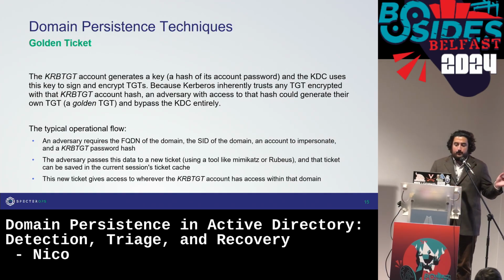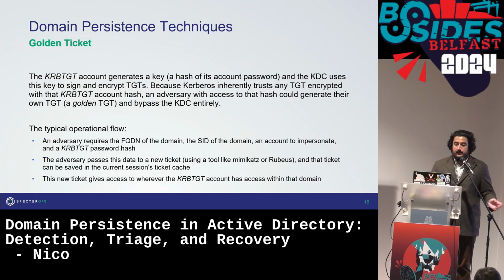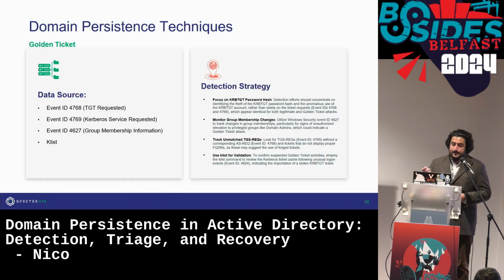But the typical operational flow we'll see with that, right? Adversary needs that FQDN, the formal domain name, the SID of the domain. As of 2021, you also need the account you're trying to impersonate. That's something Microsoft implemented. Before, you could just blindly create a golden ticket, which is a way of, again, interacting with all those services without needing to authenticate correctly.